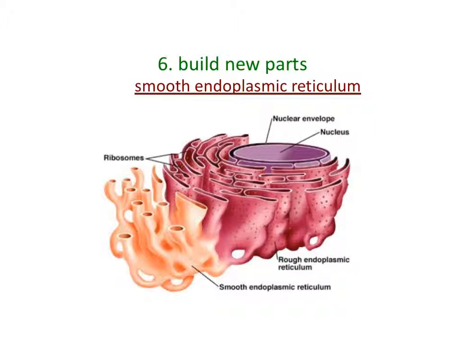Another component of a cell that we haven't really talked about creating are the lipids, like phospholipids and triglycerides and steroids, and these are synthesized by enzymes that are located within the smooth endoplasmic reticulum. So the smooth endoplasmic reticulum contains enzymes to synthesize lipids.